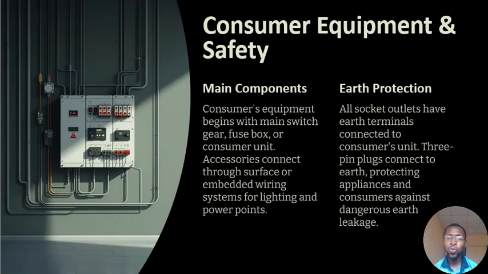Then we go straight to the consumer equipment and safety. We who use the electrical current are the consumers. We use it in charging our phones and watching TV and so on and so forth. There is need for us to make use of equipment that will not cause hazard. So this equipment is in two parts. We have the main component. This main component equipment includes the switch gear, the fuse box, and the consumer unit. So we connect all accessories through this main component to prevent hazard.